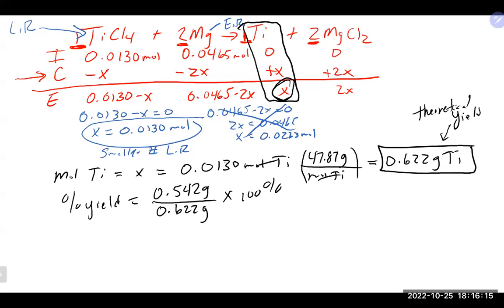Looks like 87.1%. Decent. And that would be our percent yield. Any questions on that there?